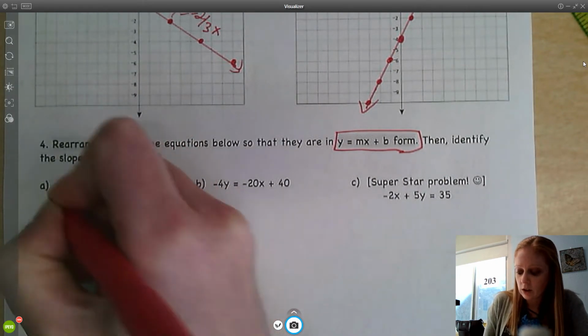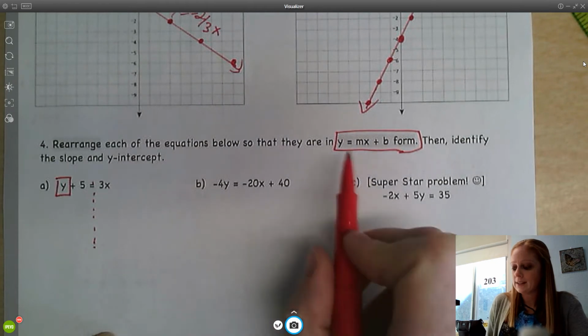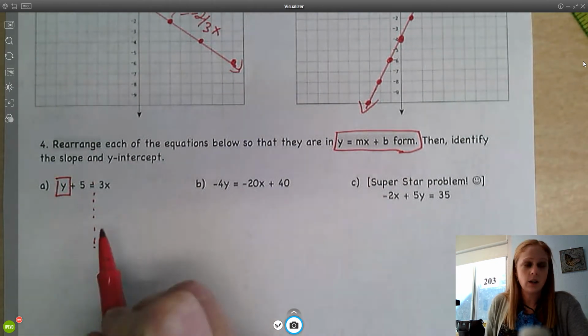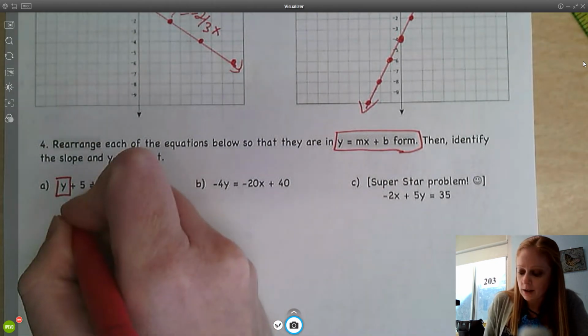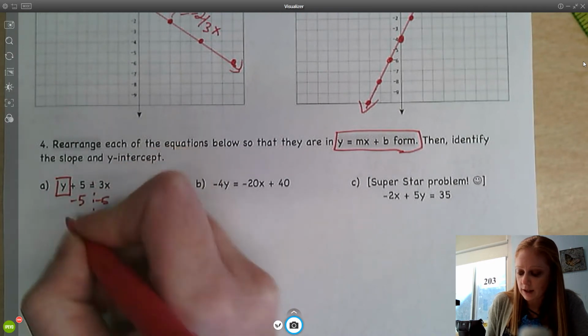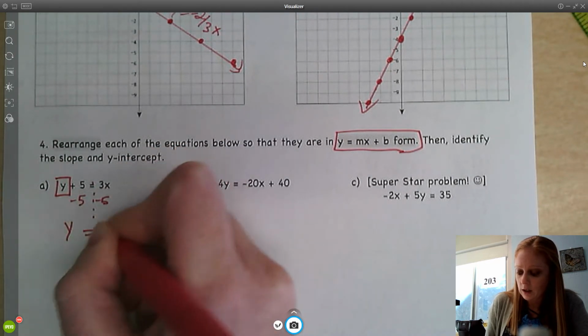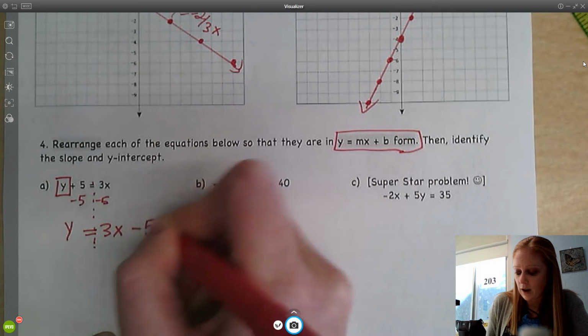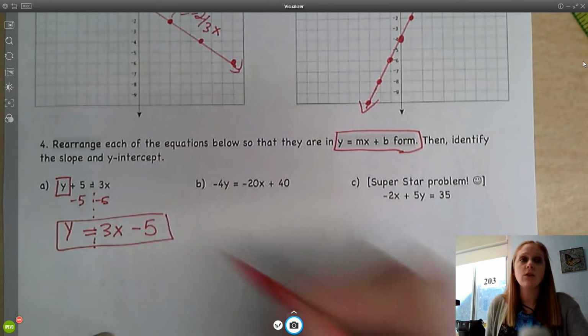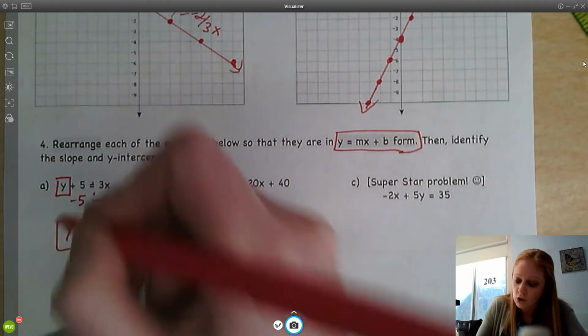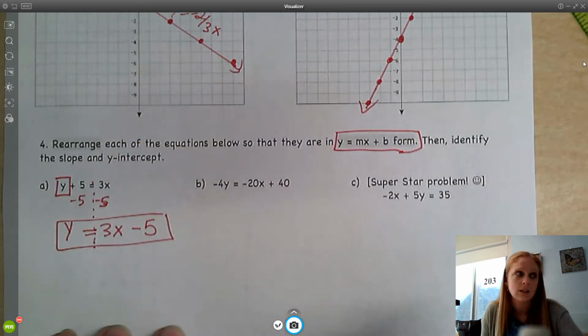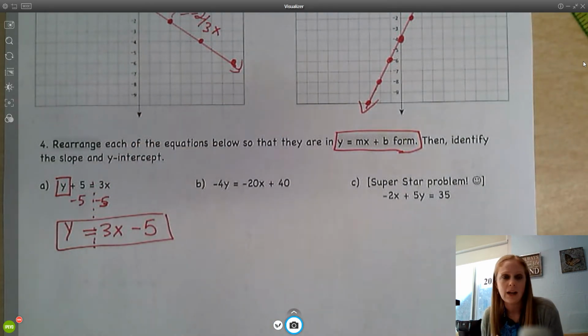All right, so let's take a look at this one. We want to get the y all by itself and then everything else on the right. So this plus 5 is in the way. We're going to minus 5 on both sides, then we're left with y equals 3x minus 5. You cannot combine the 3x and the minus 5 because one term has an x and the other one doesn't. So you just have to leave them as 3x minus 5.